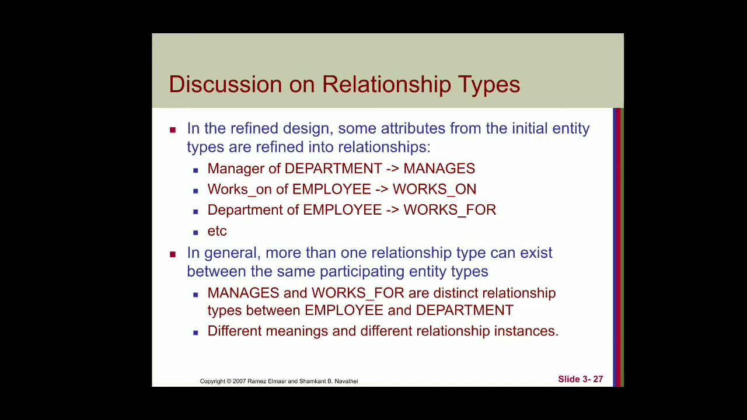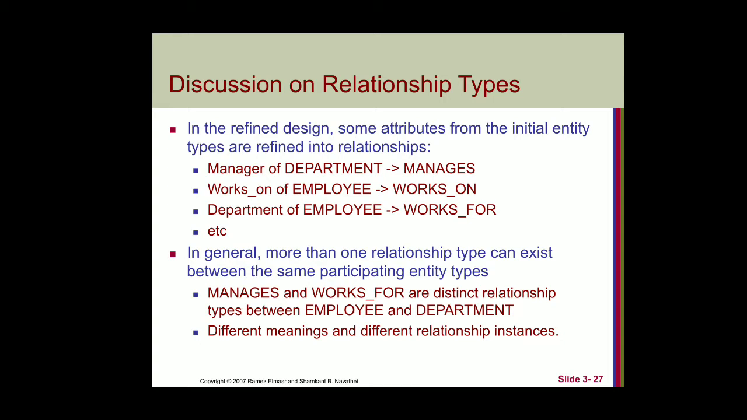Hello students, in this session we will discuss the various ways in which we can refine the initial database that we had considered. In the previous class we had considered an attribute known as manager of department, but now we are going to refine it and make it a relationship type. Then we had an attribute known as works on in the entity type employee, which we will convert into a relationship type, works on. Then we had considered an attribute known as department in the employee entity type. Now we will convert it into a relationship type known as works for.